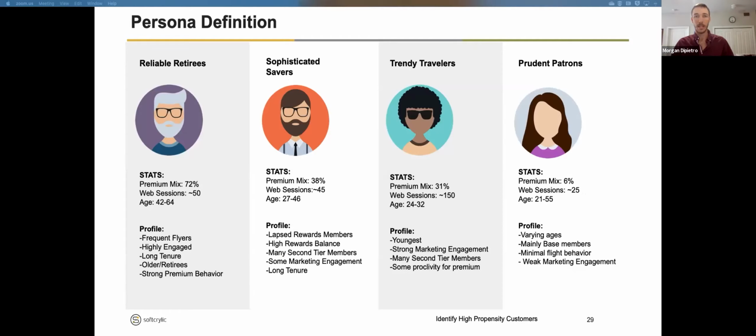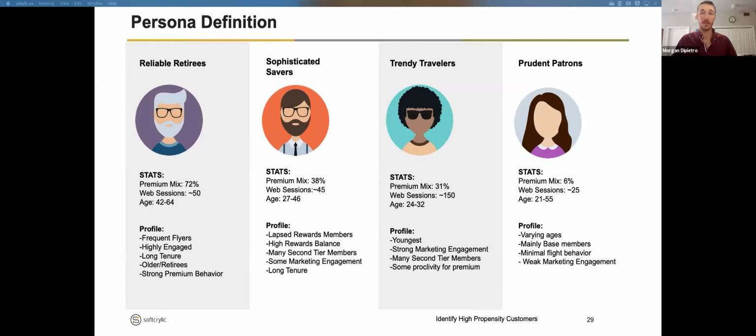So let's think about this use case again for a second. We did this for a client in the airline industry. We're looking to sell some of their more premium products. So this is what the outputs of that clustering method might look like when we take this to the strategy team.